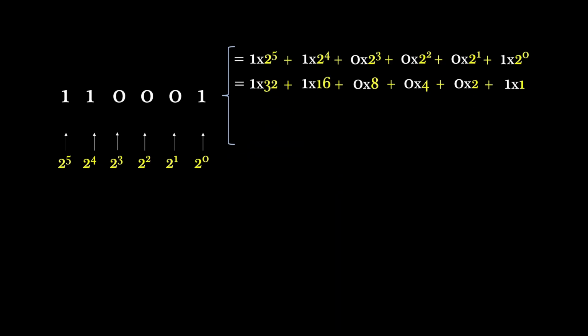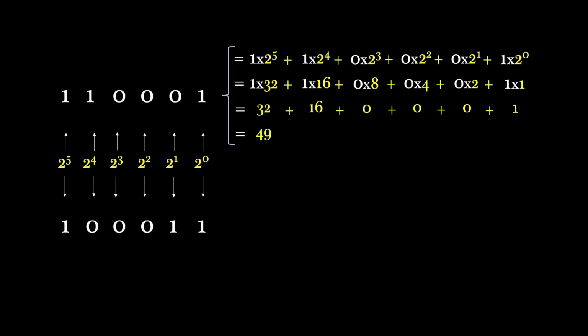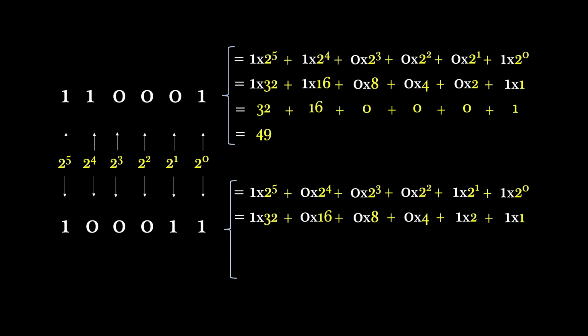110001 is nothing but 32 plus 16 plus 1, which is equal to 49. Similarly, 100011 is equal to 32 plus 2 plus 1, which is equal to 35.